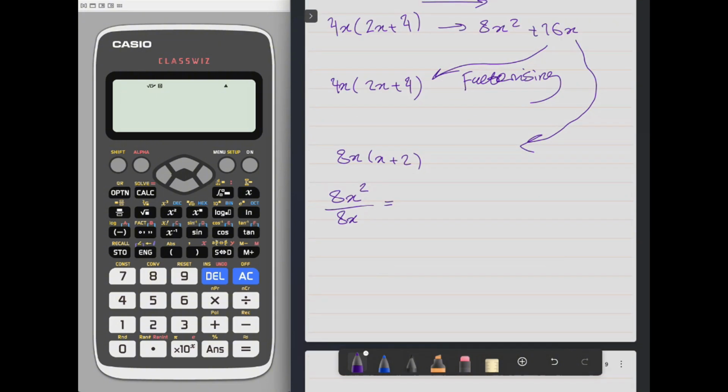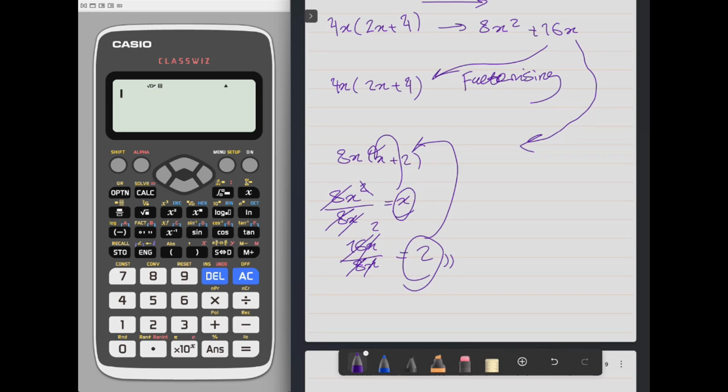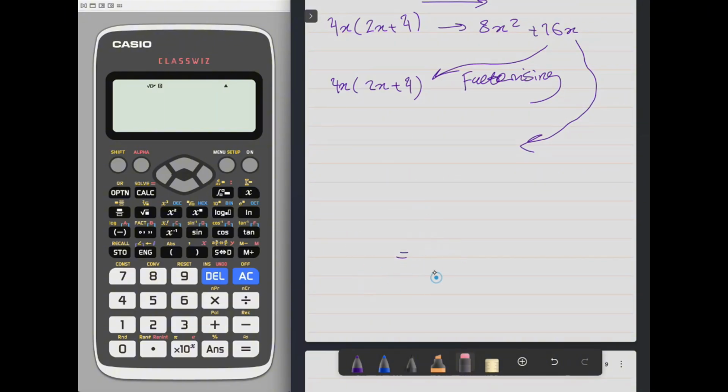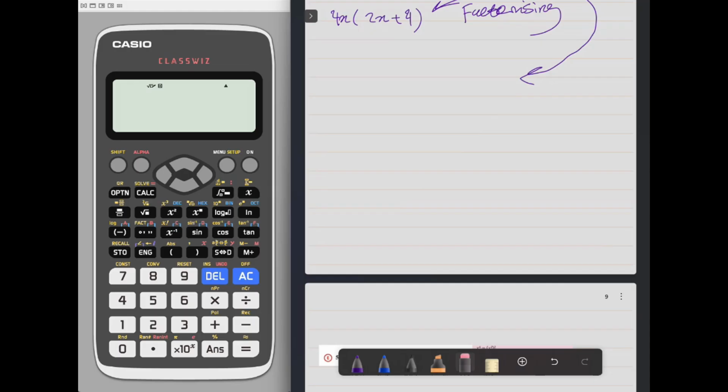So the first term is going to be 8x squared over 8x, which is gonna be x, right? And the second term in brackets is gonna be 16x divided by 8x. X cancels out x, and 16 divided by 8 is 2. So 2 comes here, x comes here, and we know that addition doesn't have an order, so it can also be written as 8x times 2 plus x. Doesn't matter at all. This is just factorizing, very simple, and you had this in IGCSE.